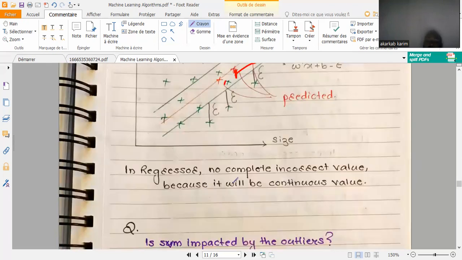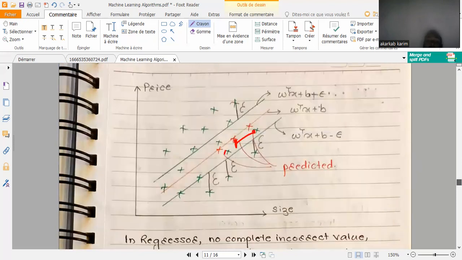So in regression, the correct value is continuous. This is the predicted value. To minimize this error, we need to find the right epsilon and eta. Those are the two hyperparameters that we have in the case of regression.